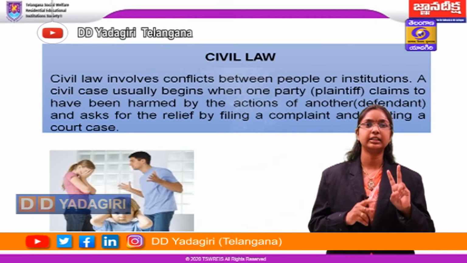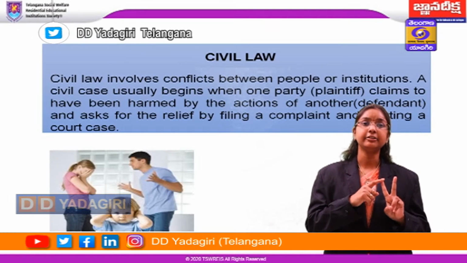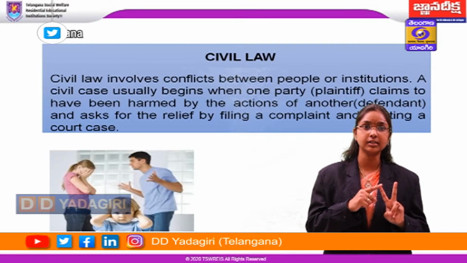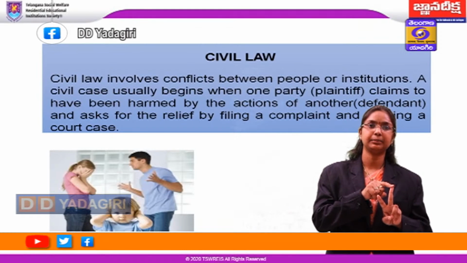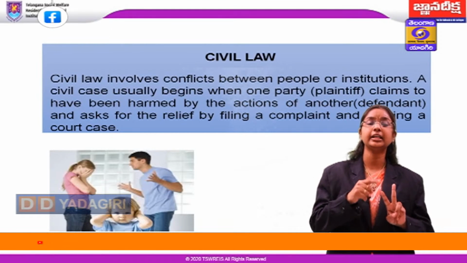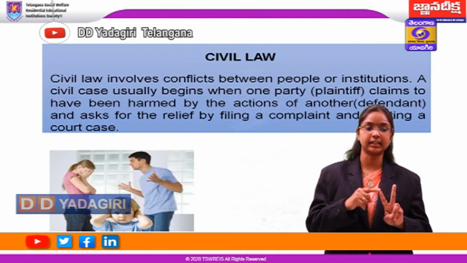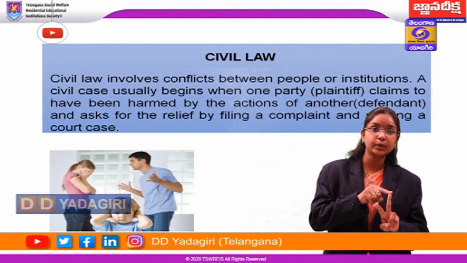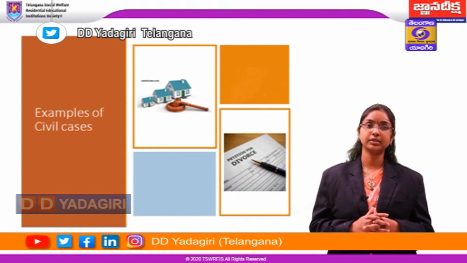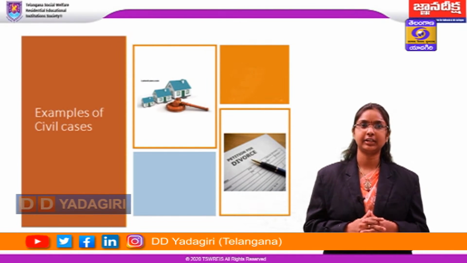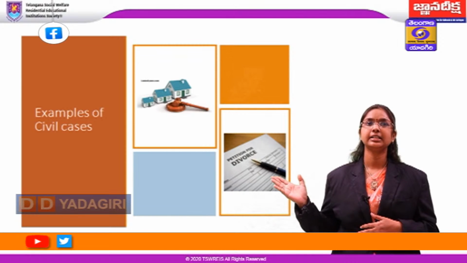So, in case of civil law, there will usually be two parties. One party is the plaintiff and the other is the defendant. Plaintiff is a person who has suffered loss due to breach of contract, whereas defendant is a person who has committed breach of contract. In other words, we can say plaintiff is the person who files a case upon another person and defendant is the person on whom the case is filed. So, examples of civil law include cases of divorce, domestic violence, property related cases, etc. Here you can see some of the examples of civil law.